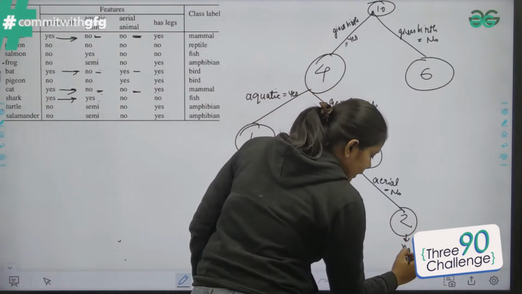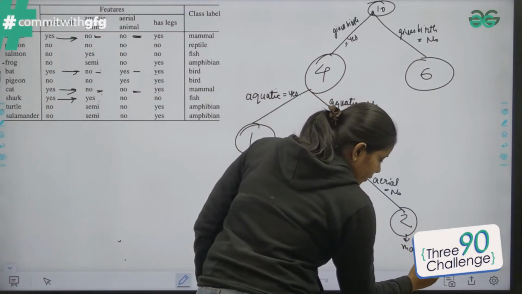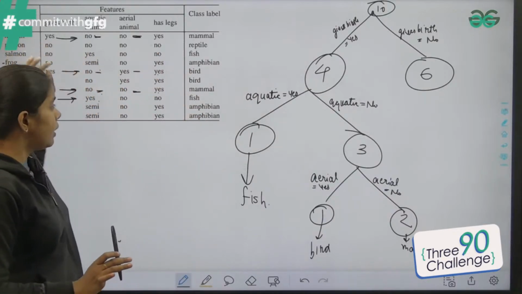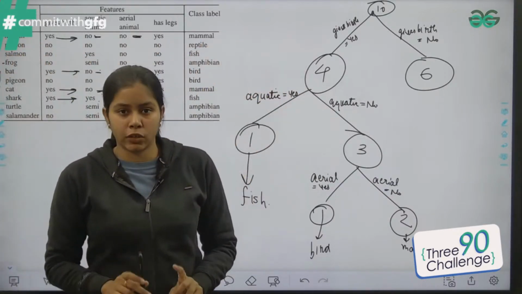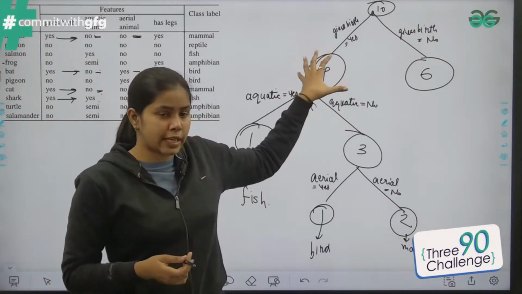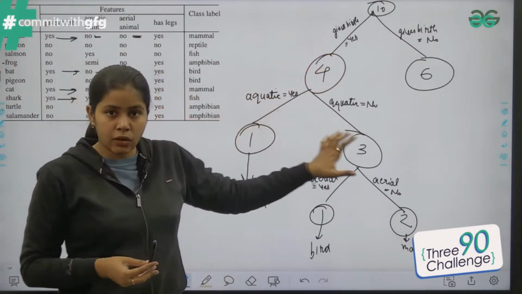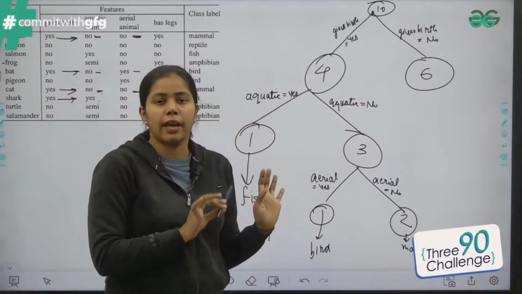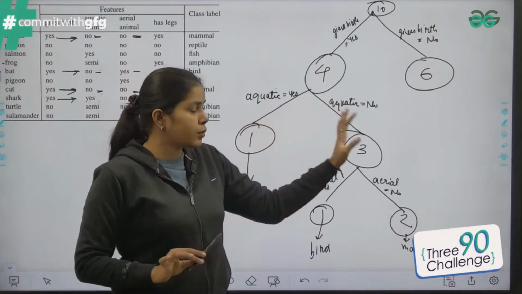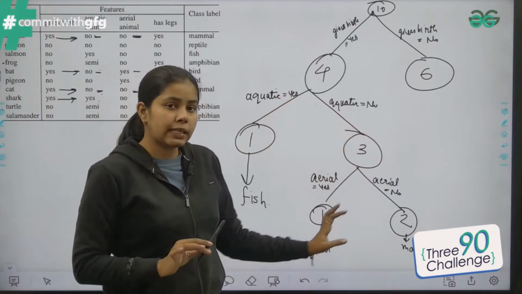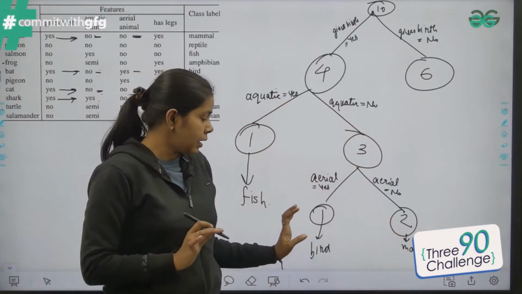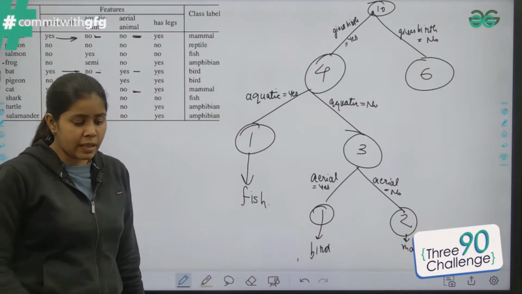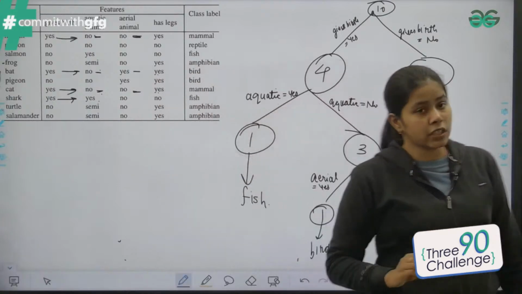So you can see that, let's suppose now we get an animal. First I'll check whether it gives birth or not. Let's suppose it gives birth. I'll go to this side, and then check whether it is aquatic or not. If it is aquatic, then it would be a fish and I do not have to do anything. Otherwise, if it is not aquatic, I'll check whether it is aerial or not. If it is aerial, it is a bird, otherwise it is a mammal.